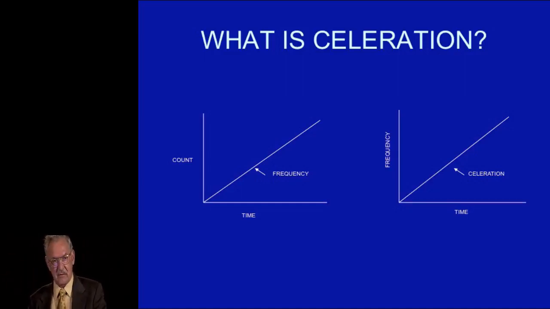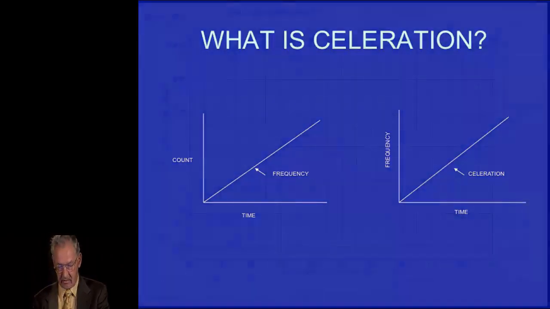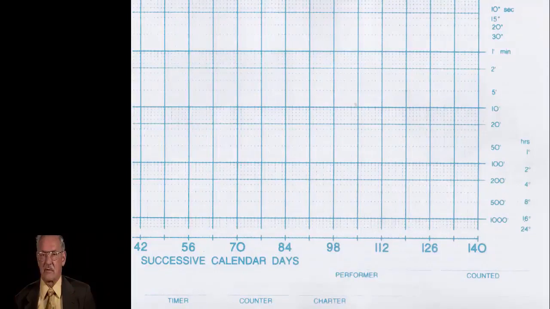Now then, if you put frequency on the vertical axis and time along the horizontal axis, the slope is something called celeration, which is the change in frequency per unit of time. So just as frequency is change in count per unit time, celeration is the change in frequency per unit time. So the standard celeration chart flows directly out of the cumulative record. Let's begin by looking at some of the details on the edges of the chart.